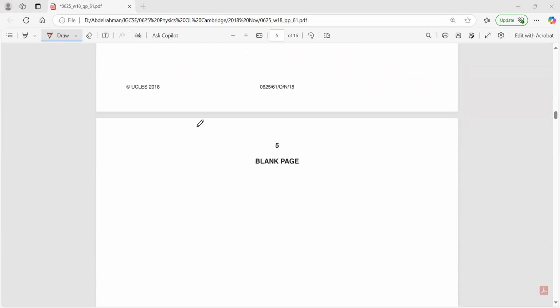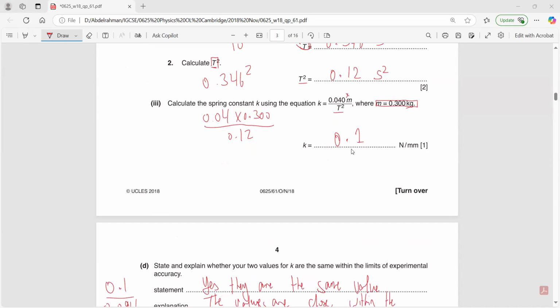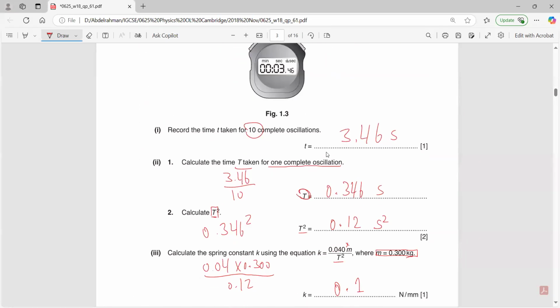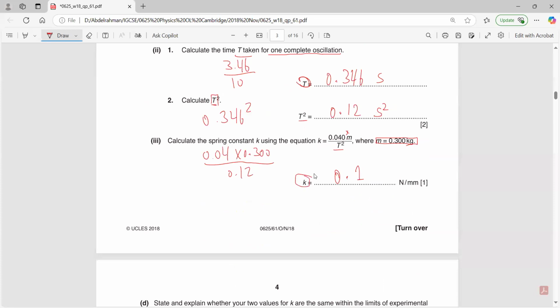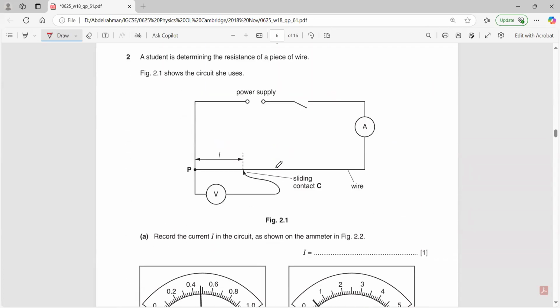Moving on to the next question. There was a question 0.094. 0.094 was the first value of k, and 0.1 was the second value of k. We divided them to find the percentage error.